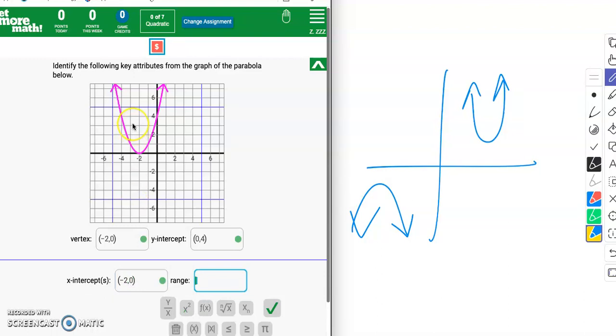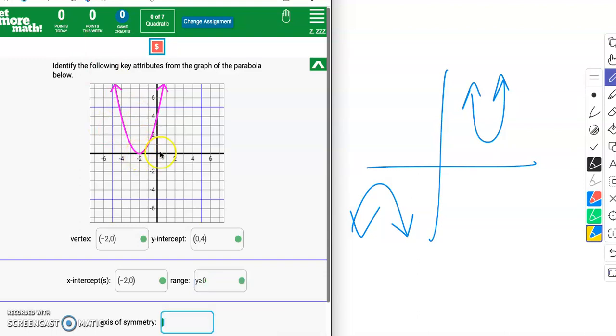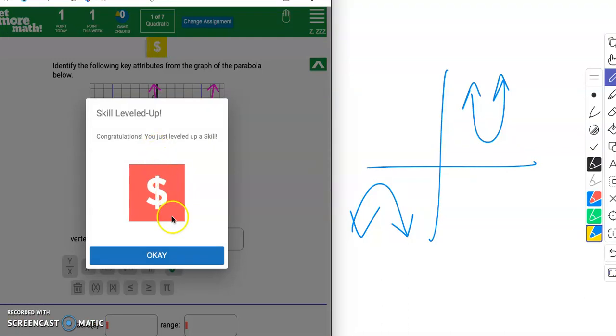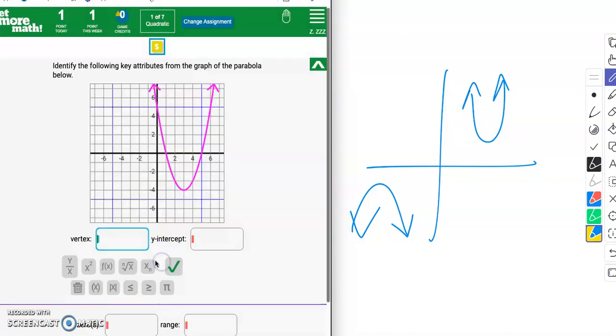The range goes infinitely upwards, so this is y is greater than or equal to, the lowest it goes is 0 because that ordered pair is (-2, 0). So all values bigger than or equal to 0. The axis of symmetry is always a vertical line. It is x equals -2 in this scenario. All right, I got this one right. I'm going to do one more here.